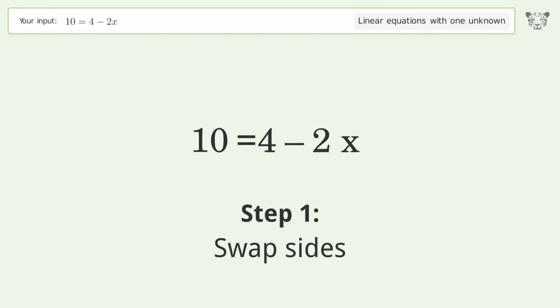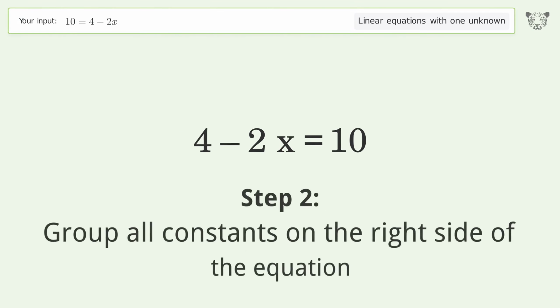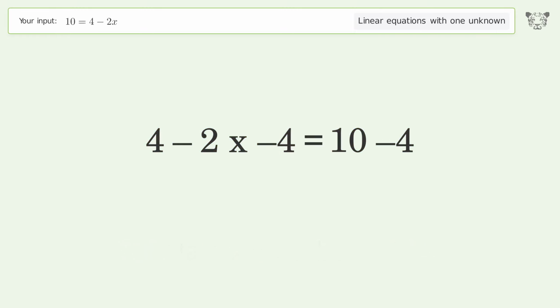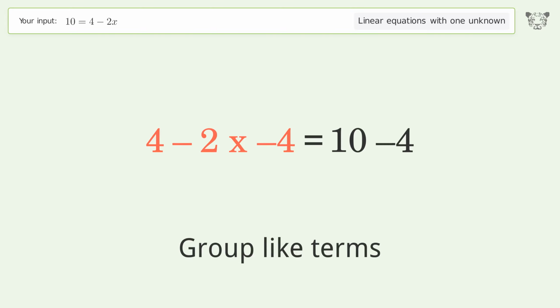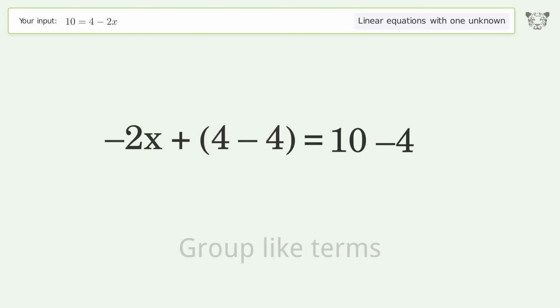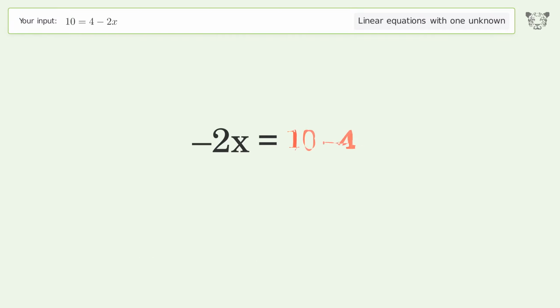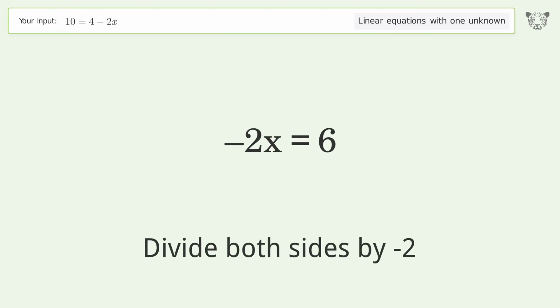Swap sides. Group all constants on the right side of the equation. Subtract 4 from both sides. Group like terms. Simplify the arithmetic. Isolate the x. Divide both sides by -2.